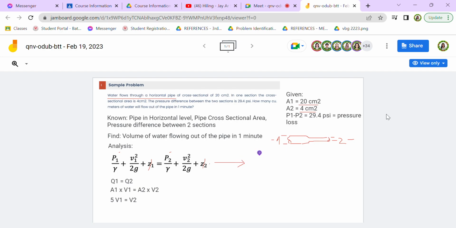So we can say here that P1 minus P2, or pressure of point 1 minus pressure of point 2, which is equivalent to 29.4 psi, divided by the specific weight of water, is equivalent to V2 squared minus V1 squared divided by 2g.